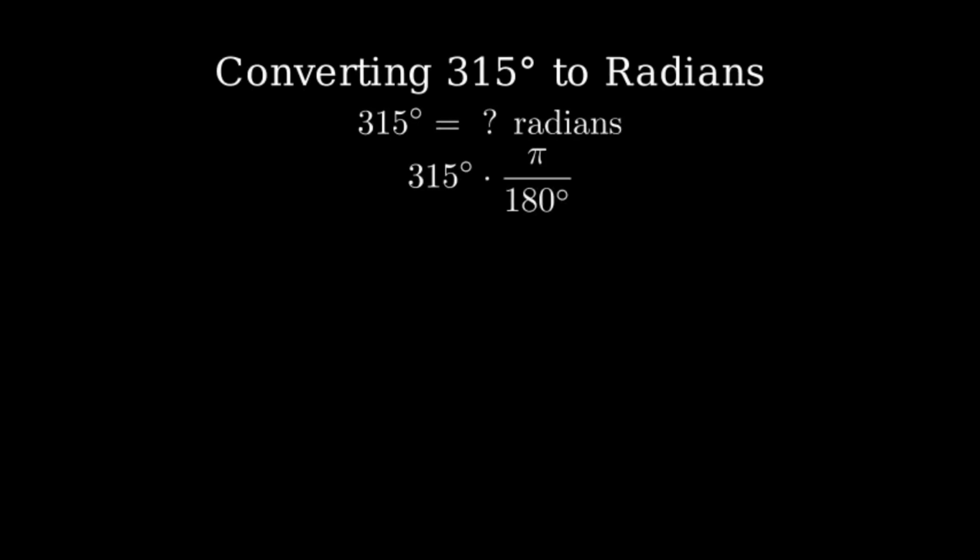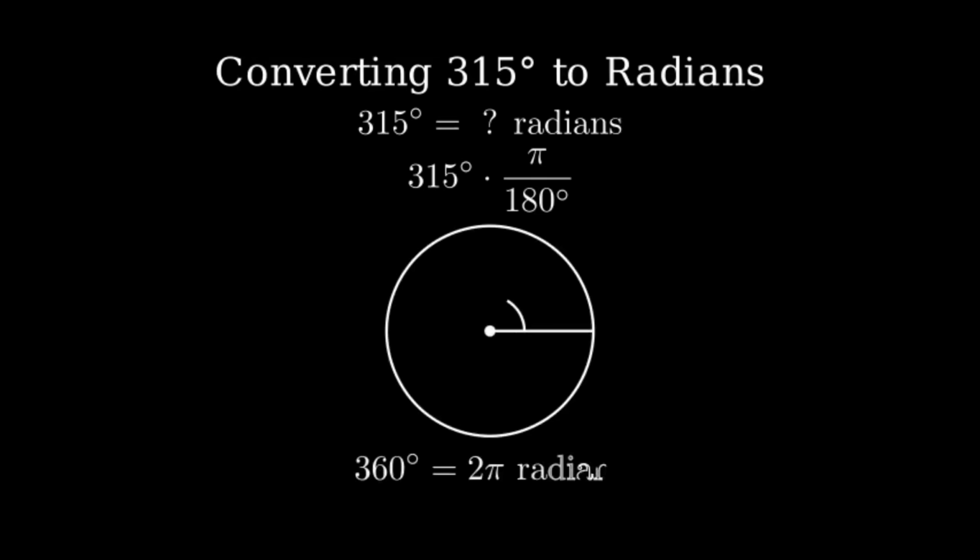Let's convert 315 degrees into radians. To convert from degrees to radians, we multiply by the conversion factor pi over 180 degrees. This comes from the fact that a full circle is 360 degrees, which equals 2 pi radians. Let's multiply 315 degrees by pi over 180 degrees.